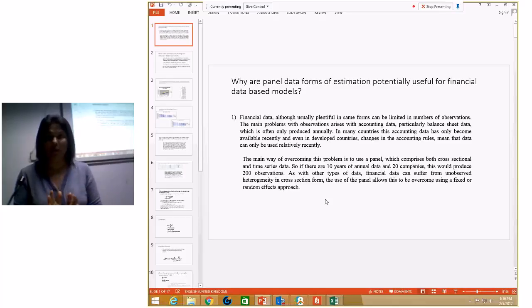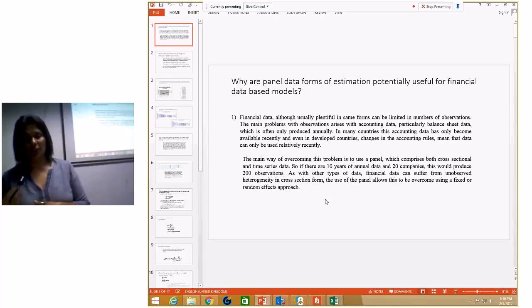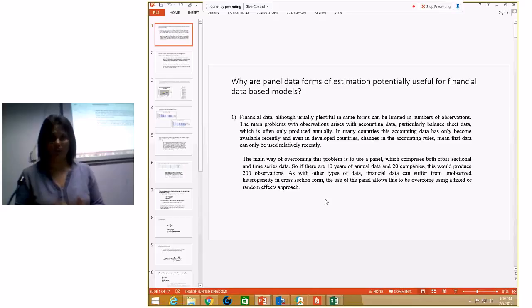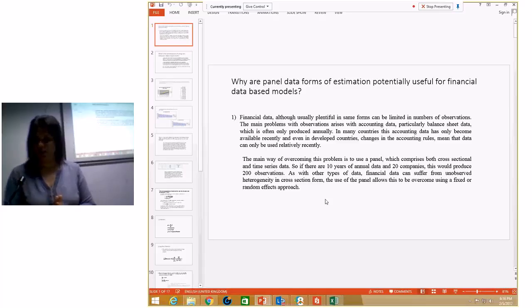This is very important for you to know: in which situation we use cross-sectional data, in which situation we use time series data, and in which situation we use panel data. Then this is the answer for you for the first question.